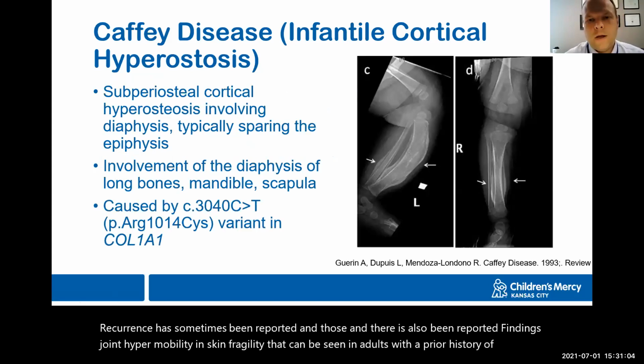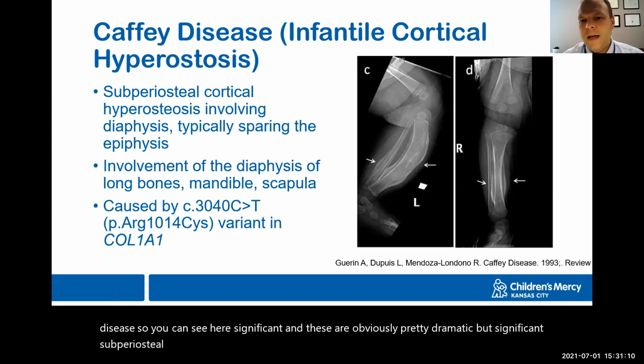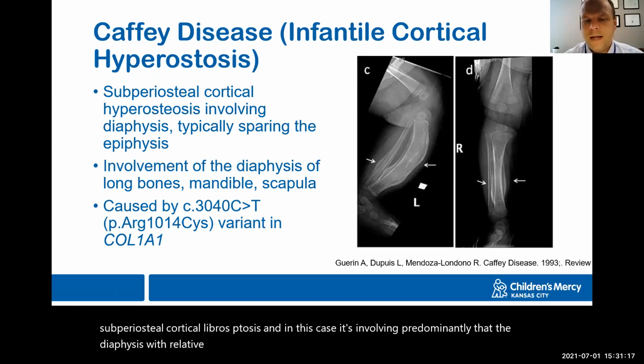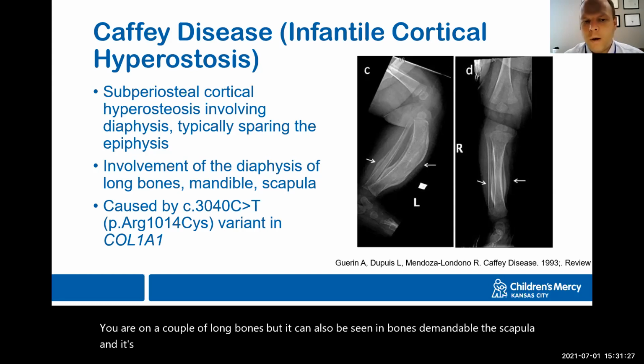So you can see here, and these are obviously pretty dramatic, significant subperiosteal cortical hyperostosis. And in this case, it's involving predominantly the diaphysis with relative sparing of the epiphysis. In this case, you're seeing this on a couple of long bones, but it can also be seen in bones like the mandible and the scapula, and it's typically caused by one particular variant in Col1A1.